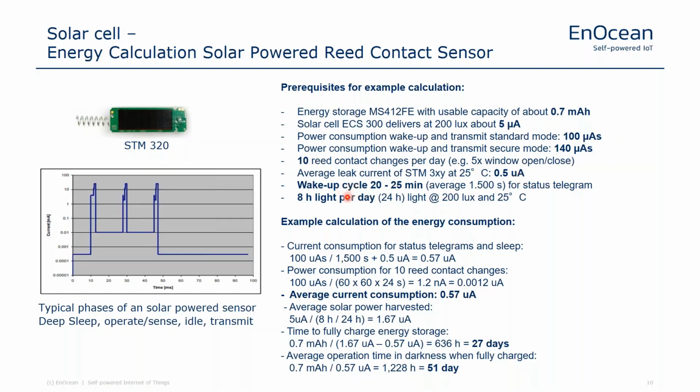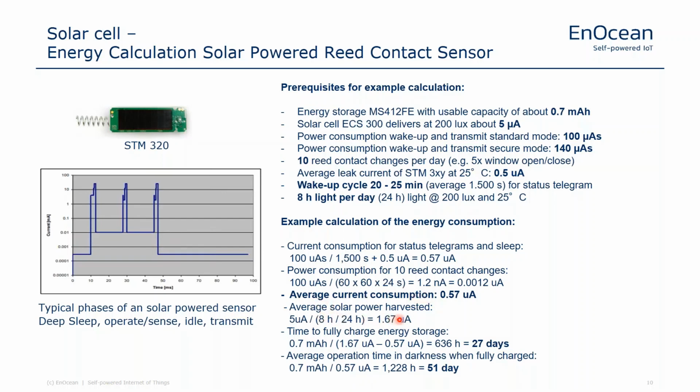Then, wake up cycles and the scenario for the lightning. If we calculate this all together, the average current consumption for this module is 0.57 microamp. And you see the dominating factor is the deep sleep, and not this phase. In this phase, you see the peaks are very small, and the dominating factor is the deep sleep.